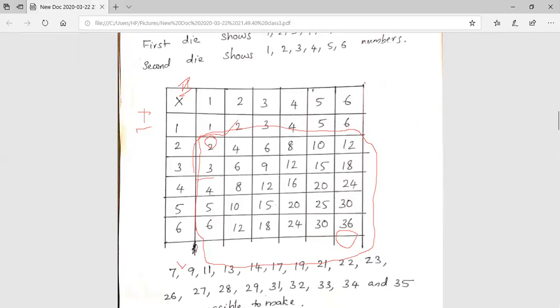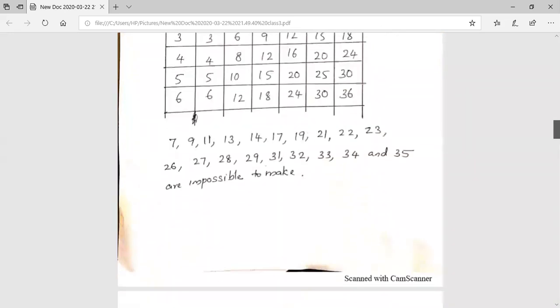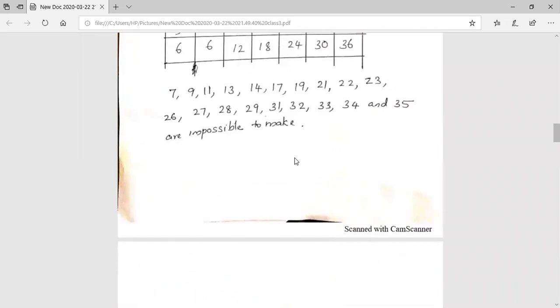Okay, next one. That means they are impossible to make. This is the answer. Next one.